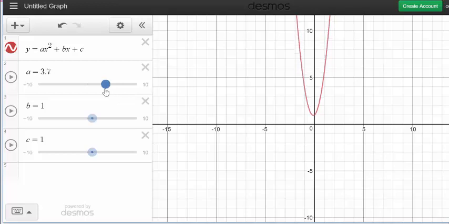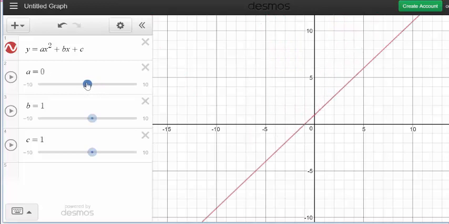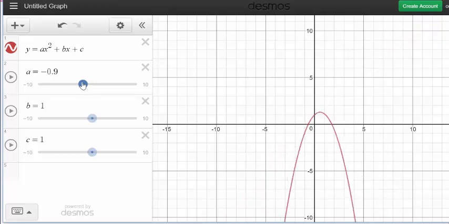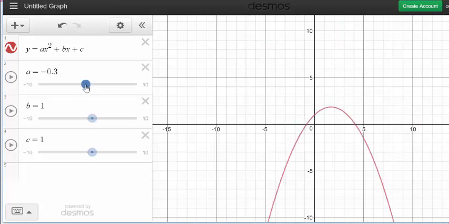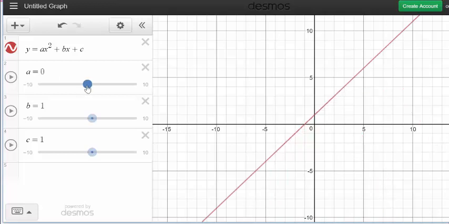Yeah. And then let me go over here. Okay, oh, okay. So what happened? So when a was positive, the parabola opened what? Up. However, when it became what? Negative, it actually opened down. And when it was what? 0, it was no longer a what? A parabola.